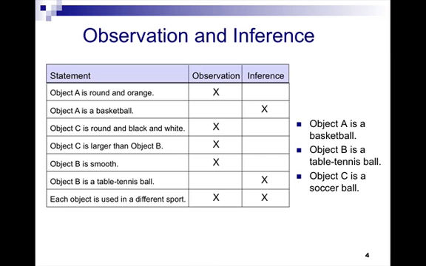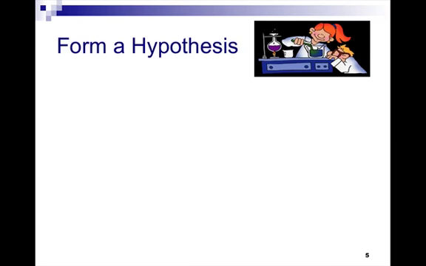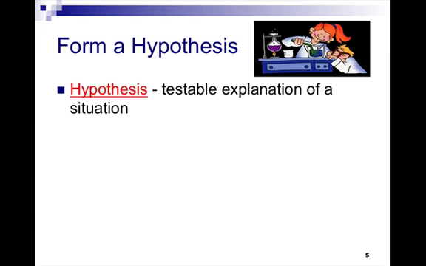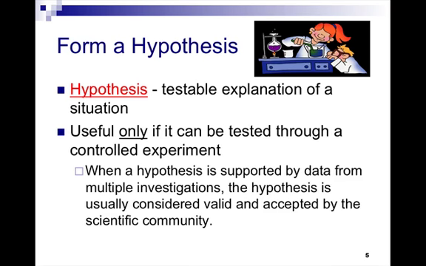So, after we ask a question and make an observation, we then have to form a hypothesis. And a hypothesis is a testable explanation of a situation. Sometimes you hear it referred to as an educated guess, but that's really not the scientific definition of a hypothesis. A hypothesis is only useful if it can be tested through a controlled experiment. And this is the key to it all, a controlled experiment. And we're going to go through what a controlled experiment is.